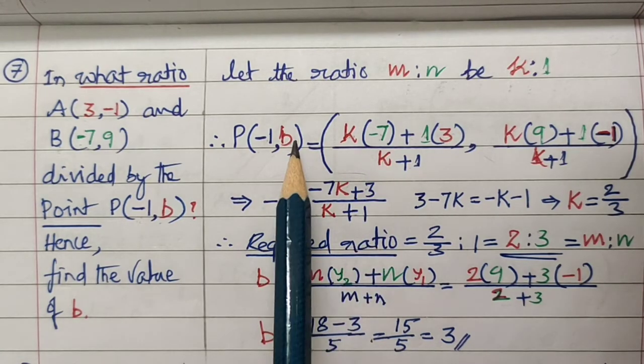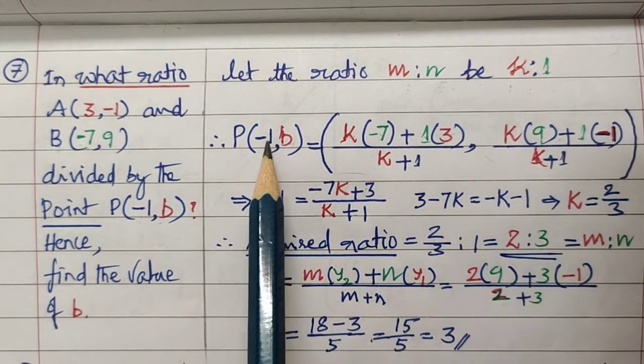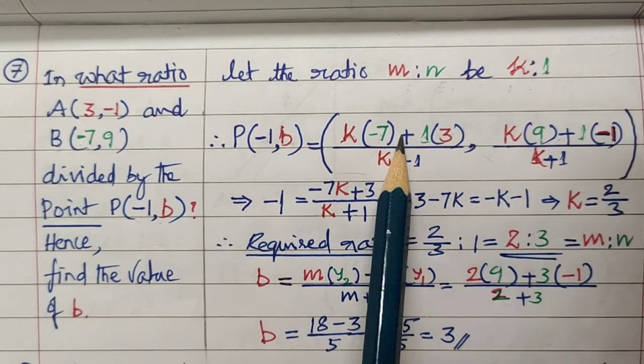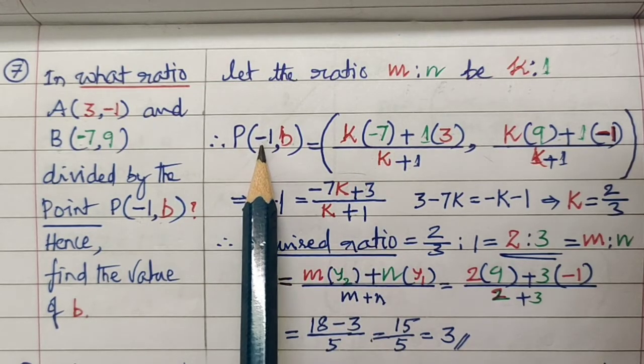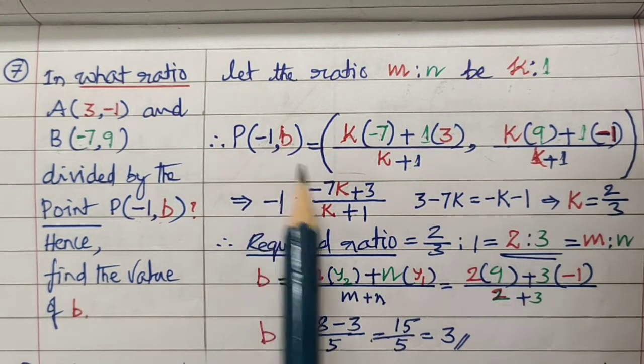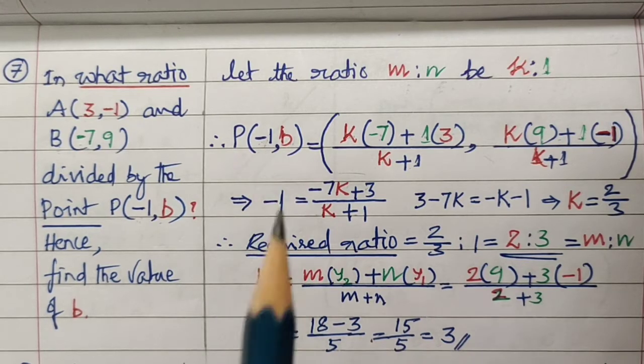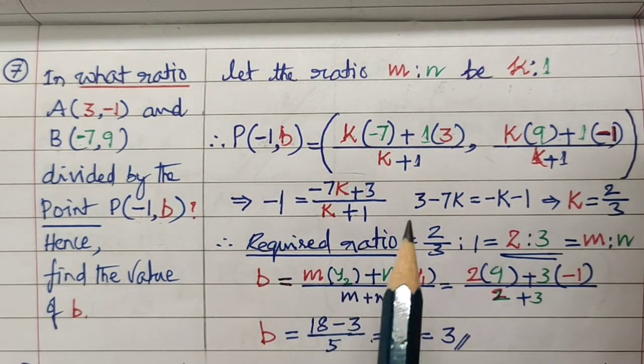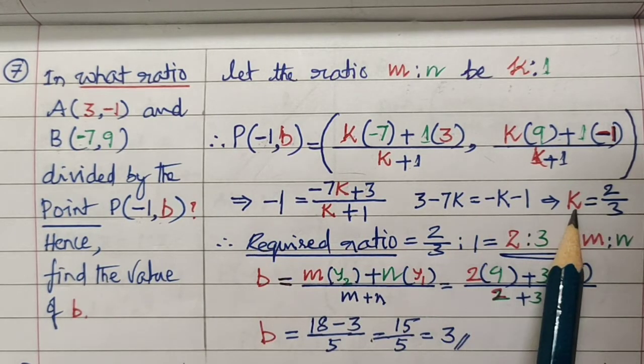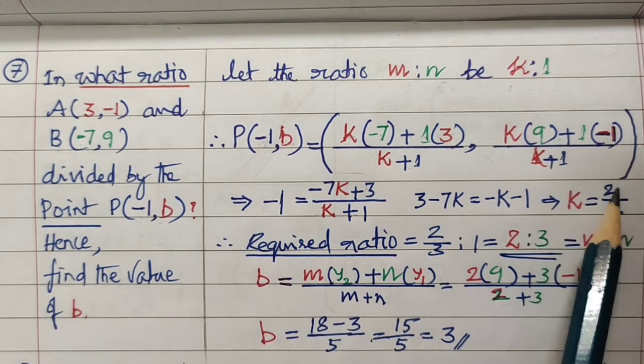You can take either the x value or the y value. We have taken x equal to this, because we know this is -1, so we can easily find the value of k. After solving for k, we got k = 2/3.